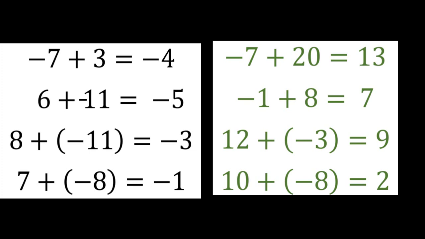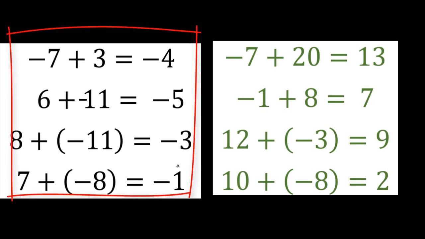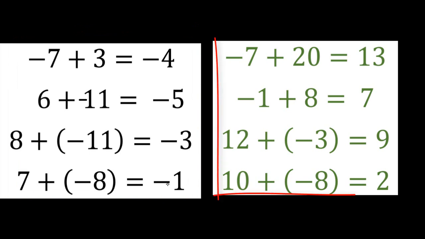Here we have addition of two different kinds of numbers, negative numbers and positive numbers. If you take a look on the left-hand side, you'll notice that all of those end up equaling negative numbers: -4, -5, -3, and -1. On the right-hand side, the ones that are in green, all of those equations end up with a positive answer: 13, 7, 9, and 2.